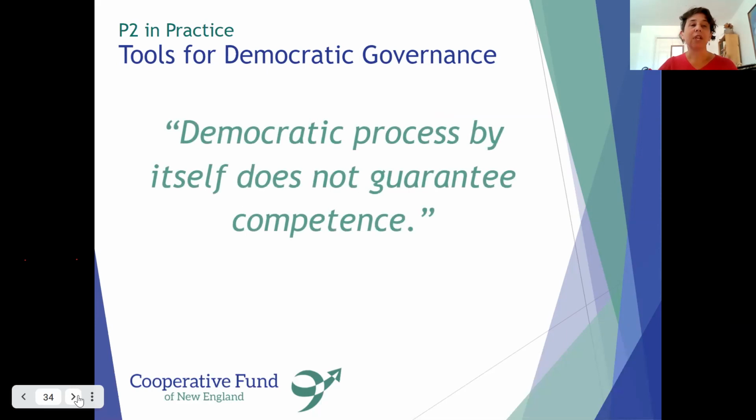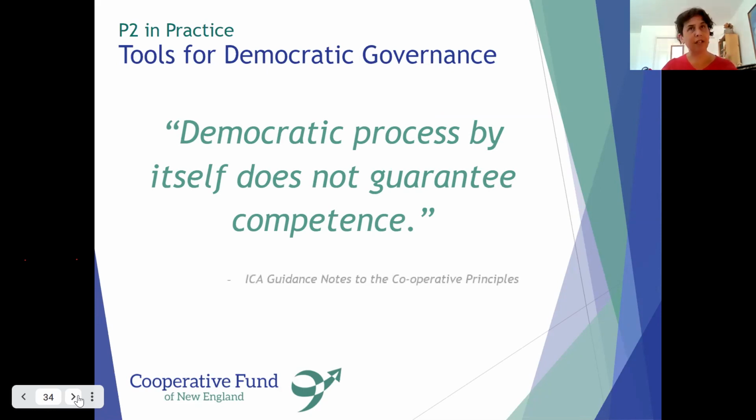Okay. So I love this line for us. This is from the ICA guidance on these principles. It says, democratic process by itself does not guarantee competence. So, okay, great. We have open voluntary membership. Everybody can join, but for people to really participate democratically in a way that's going to be in their own interest and in the long-term interest of the co-op and its membership, there needs to be knowledge and good processes and good structures to make that actually work out the best for everybody.